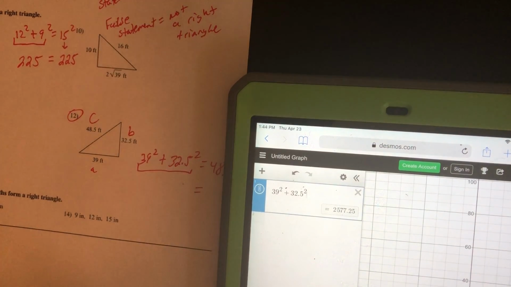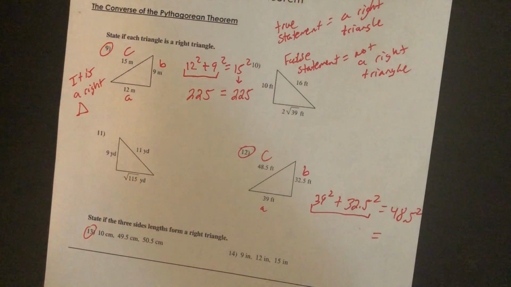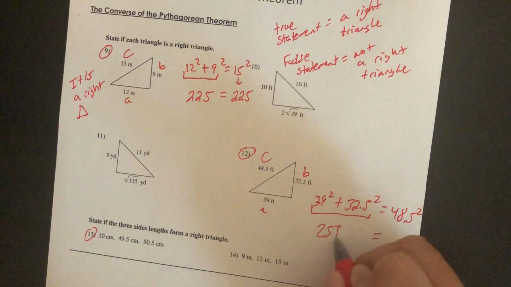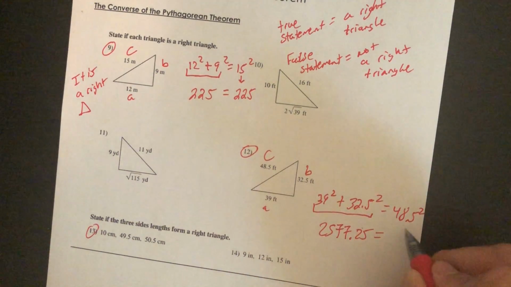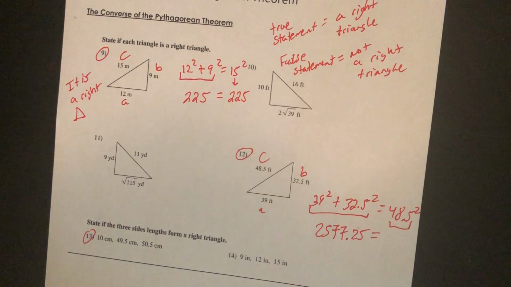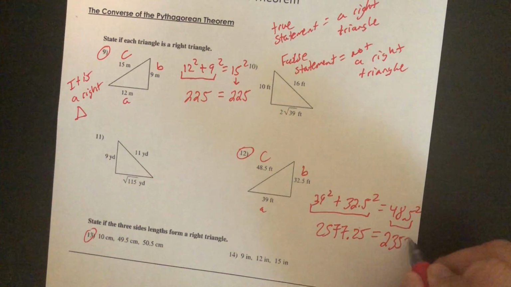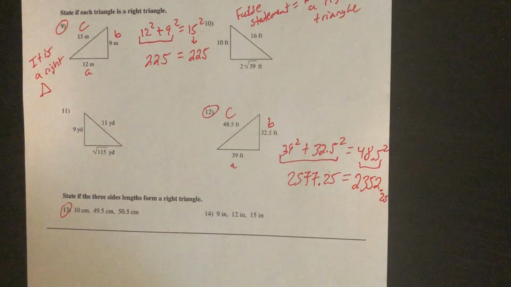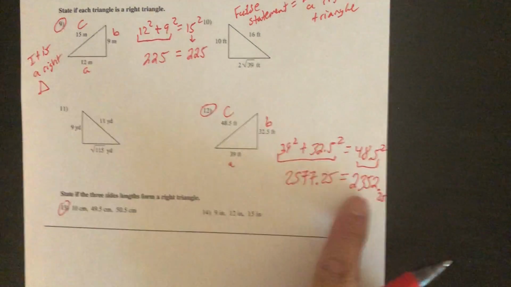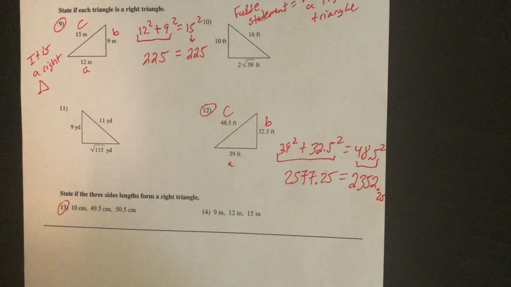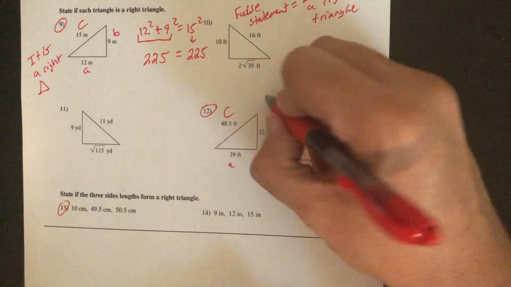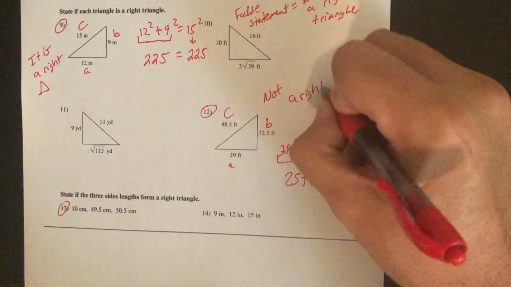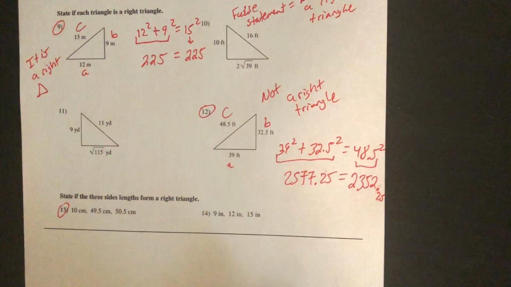Okay, that gets me 2577.25. And then 48.5 squared gives me 2352.25. Okay, so clearly these two numbers are not the same. Okay, so because they're not equal, this is not a right triangle.